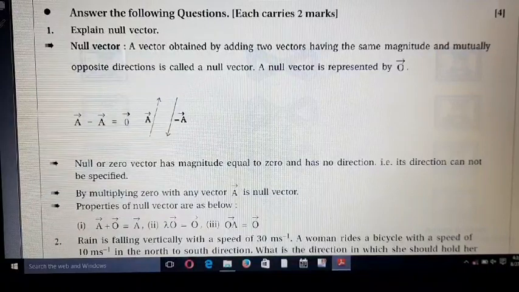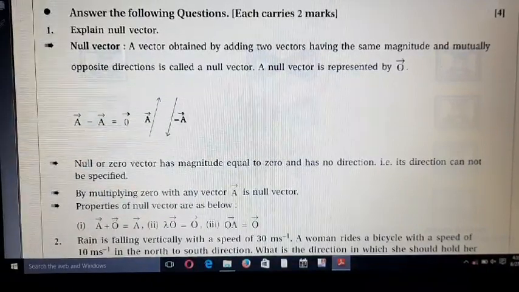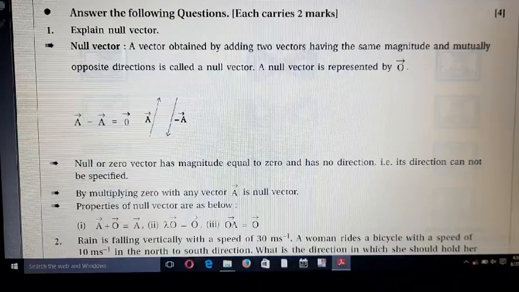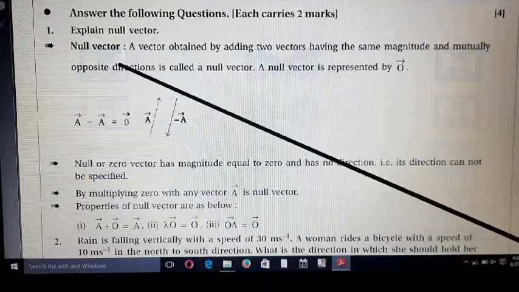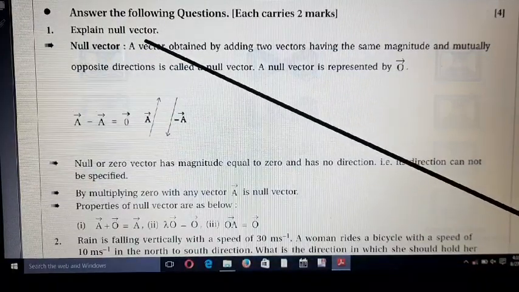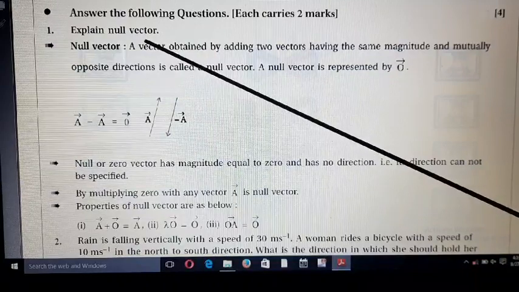Friends, today I teach null vector, subtraction vector, and two examples. So first our question: explain null vector. Otherwise it is called zero vector.